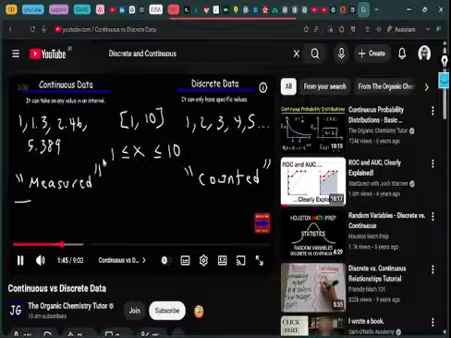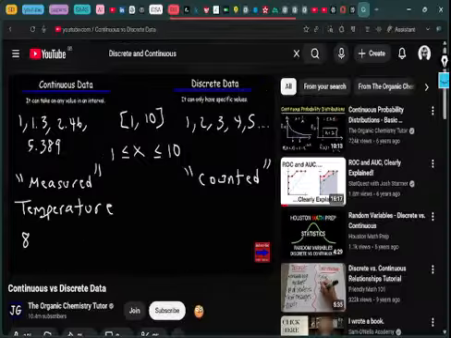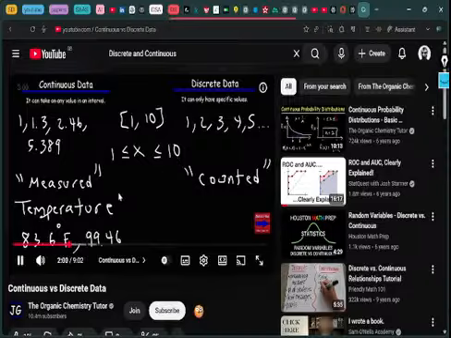So a good example of continuous data would be, let's say, temperature, because you can measure the temperature on any given day. For instance, today it might be 83.6 degrees Fahrenheit, or tomorrow, let's say in the desert, it might be 99.46 degrees Fahrenheit. So this is something that can be measured.